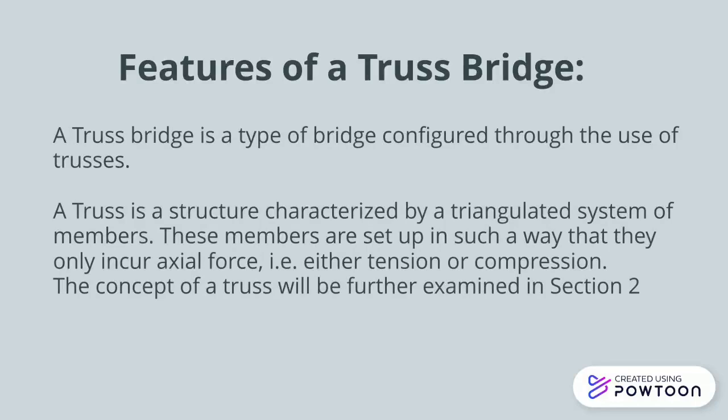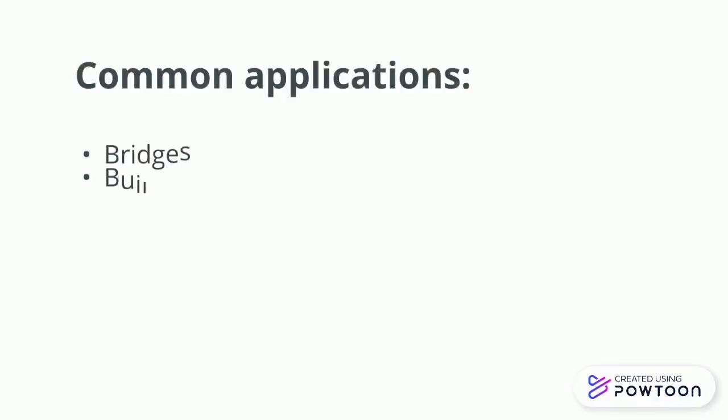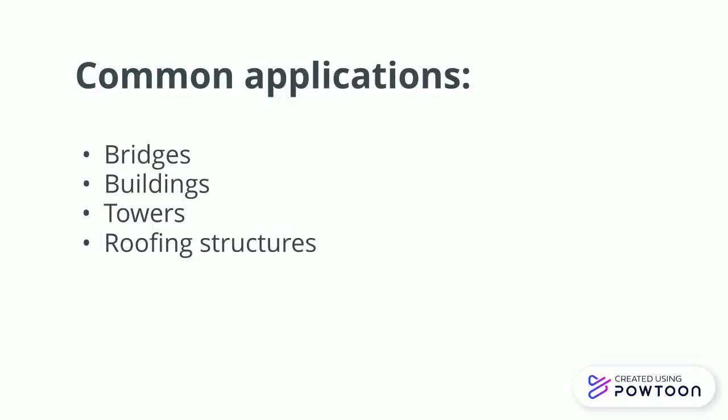So, features of a truss bridge. A truss bridge is a type of bridge configured using trusses. The truss is a structure characterized by a triangulated system of members. These members are set up in such a way that they only incur axial force, that is either tension or compression. This will further be examined in section 2. Here we have some examples of different trusses. Common applications of trusses include bridges, buildings, towers, and roofing structures.